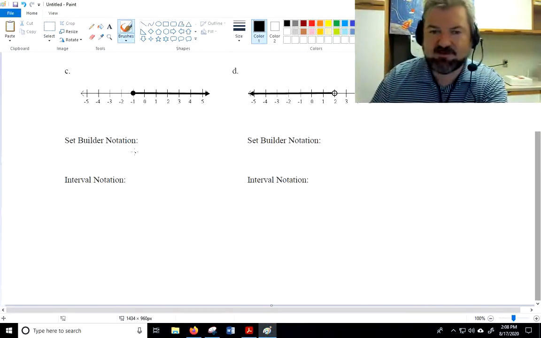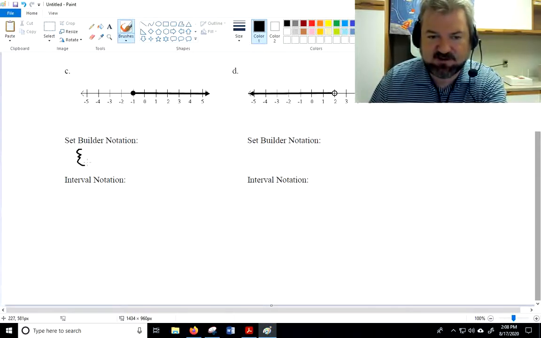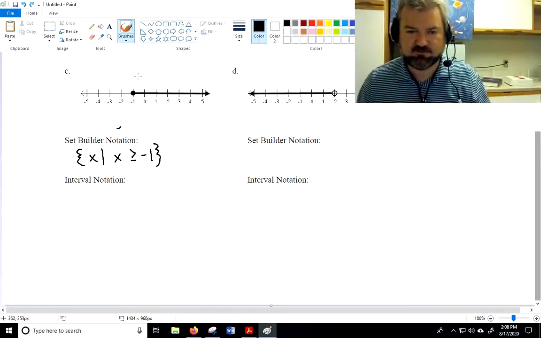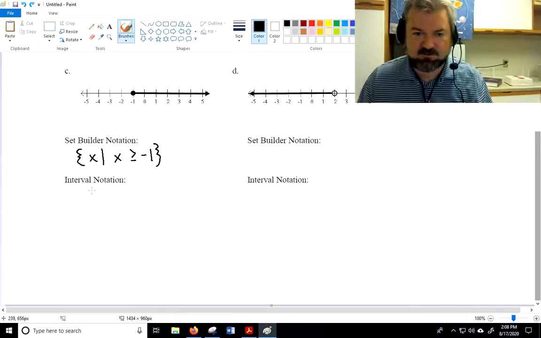Okay, on this one, I've got set builder notation. I've got the set x such that x is greater than or equal to -1. Interval notation. Because there is no limit on this, right? So I just said x greater than. Note, I could have this in any order. I could have said -1 is less than or equal to x. Equally correct, just as long as it's true. All right, I'm going to say bracket -1.